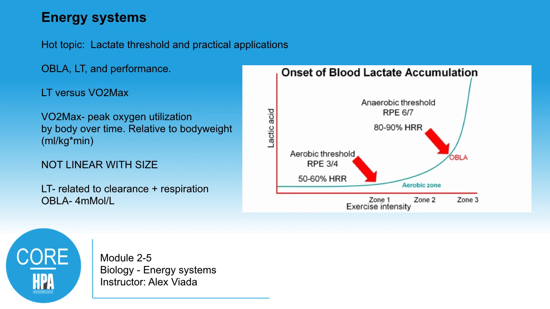A higher lactate threshold can be correlated with improvements in cardiac stroke volume, improvements in respiration, improvements in perfusion, improvements in mitochondrial density. A lot of these things are correlated with overall improvements in athletic performance.